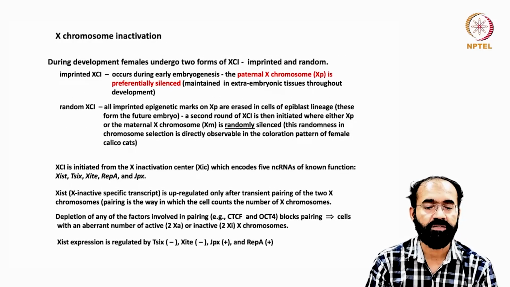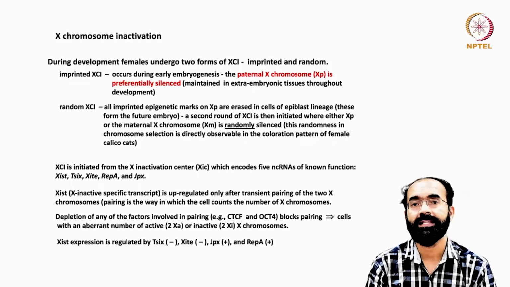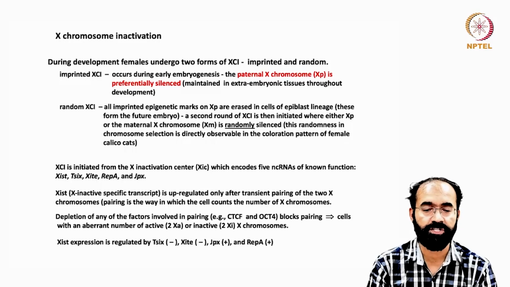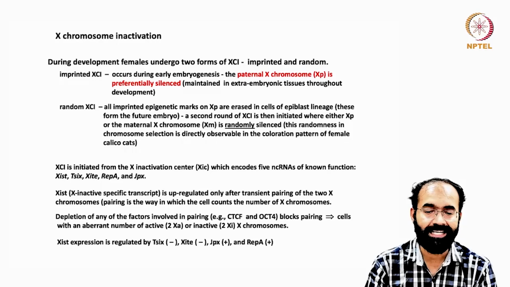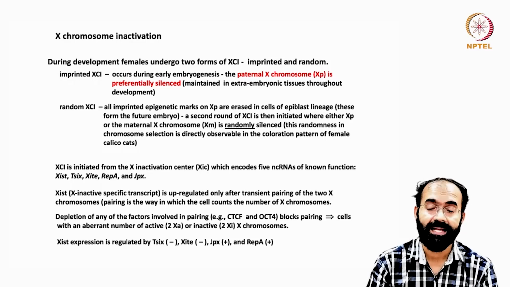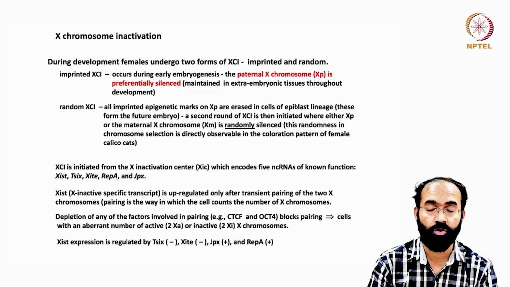So X chromosome inactivation, looking further: during development, females undergo 2 forms of X chromosome inactivation. One is imprinted and the other is random. Imprinted X chromosome inactivation occurs during early embryogenesis. The paternal X chromosome, referred to as Xp, is preferentially silenced and it is maintained in extra-embryonic tissues throughout development. Random XCI happens later. All imprinted epigenetic marks on Xp are erased in cells of the epiblast lineage, and these form the future embryo. A second round of X chromosome inactivation is then initiated, where either Xp or the maternal X chromosome, referred to as Xm, is randomly silenced. No bias is given to any of them.